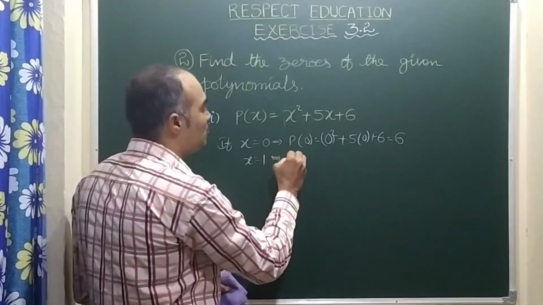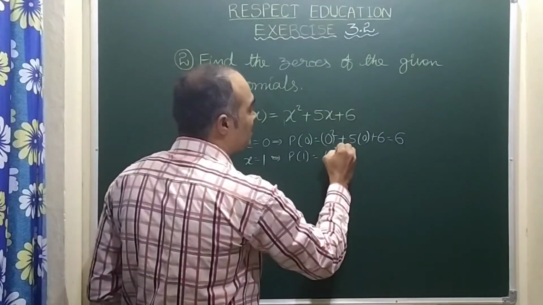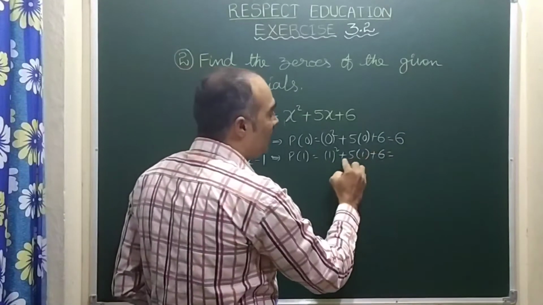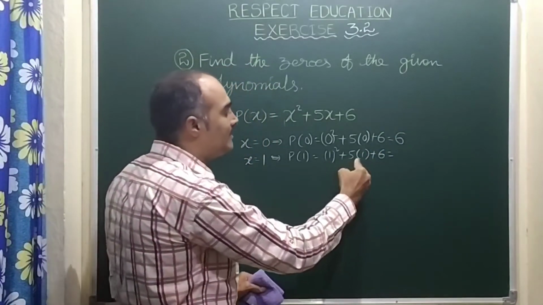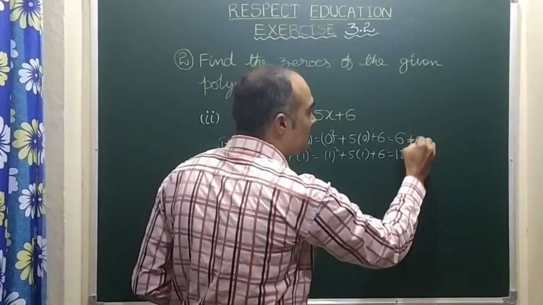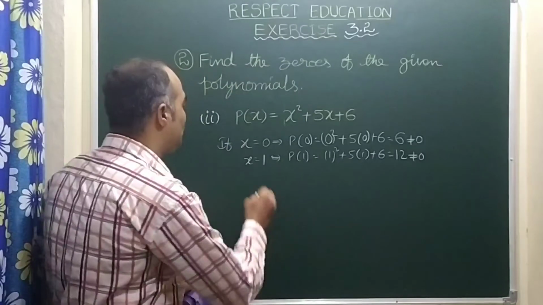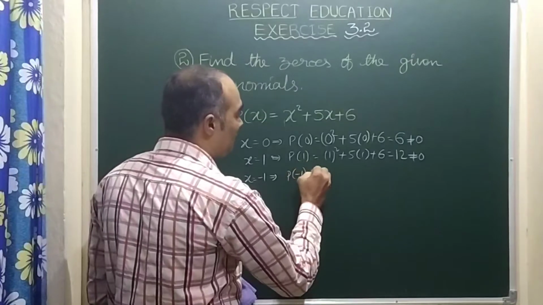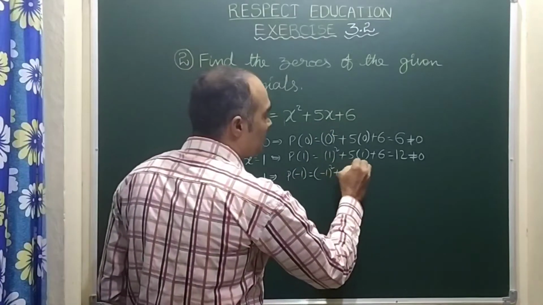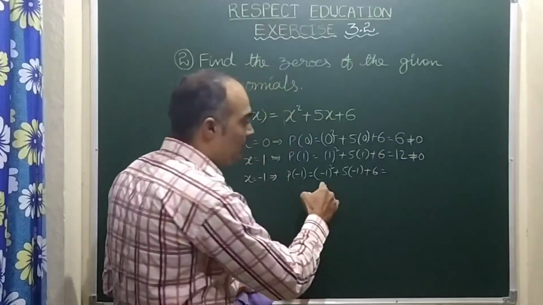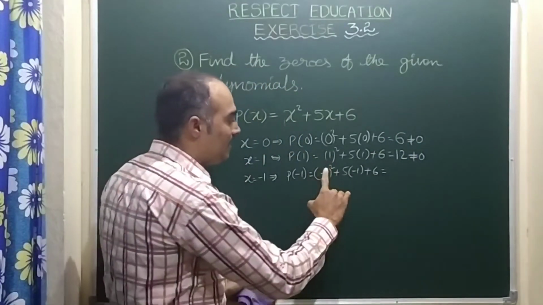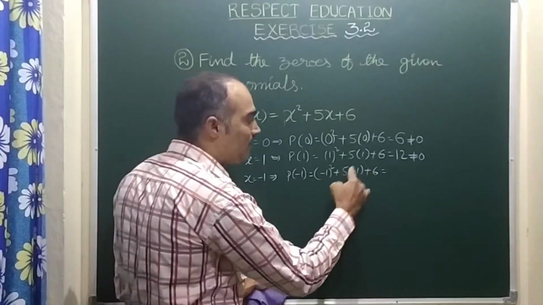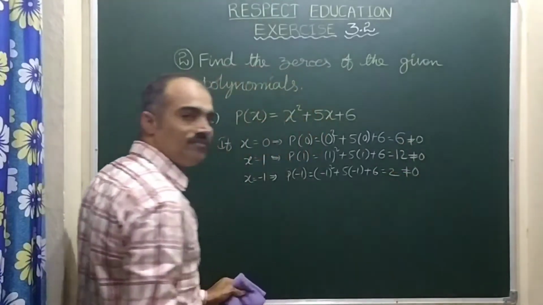Now let us substitute 1 in place of x. So p of 1 becomes 1 square plus 5 into 1 plus 6. 1 square is 1, plus 5 is 6, 6 plus 6 is 12. So this is also not 0. Now let us substitute minus 1 in place of x, right? So p of minus 1 becomes minus 1 whole square plus 5 into minus 1 plus 6. Minus 1 whole square is plus 1, so this is 1 minus 5 plus 6. 1 plus 6 is 7, 7 minus 5 is 2. This is also non-zero, right?